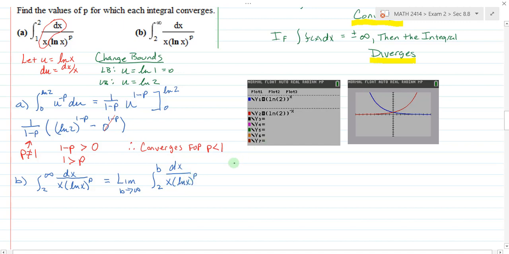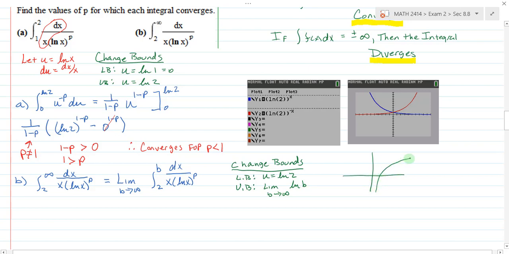I know what my u substitution is going to be. Now I need to know what my bounds are going to be. To get my lower bound, I'm going to plug in a 2 in place of x into my u substitution, and that's going to give me u is equal to the natural log of 2. To get my upper bound, I'm going to look at the limit as b goes to infinity of the natural log of b.